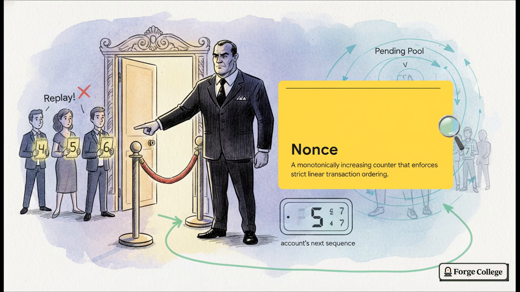This bouncer checks your ticket number and makes sure you only get in if your number perfectly matches the account's next sequence. If the network expects your account to submit ticket number 5 and you show up waving ticket 7, the bouncer tells you to go wait in the pending pool until 5 and 6 show up. And what if you show up with ticket 4? You're a replay. Get out of here. It creates a strict, uncompromising linear order for your account.